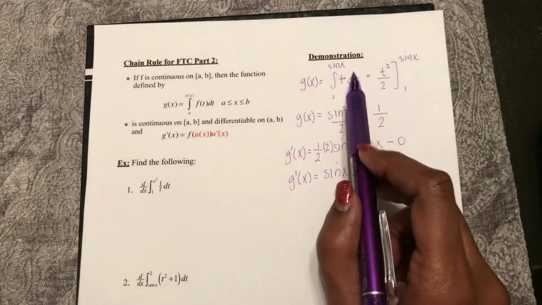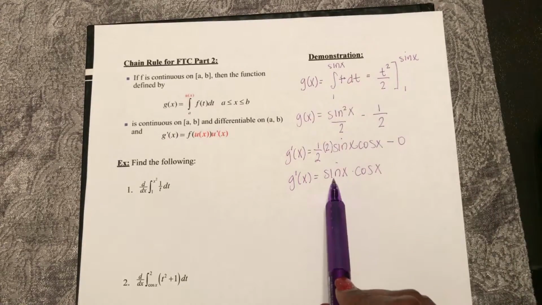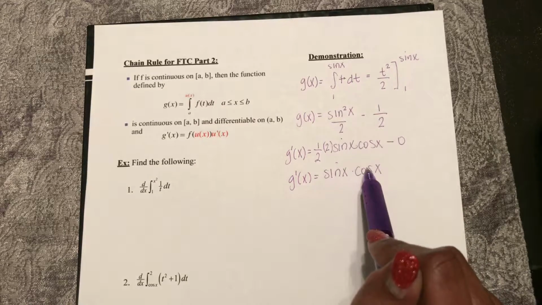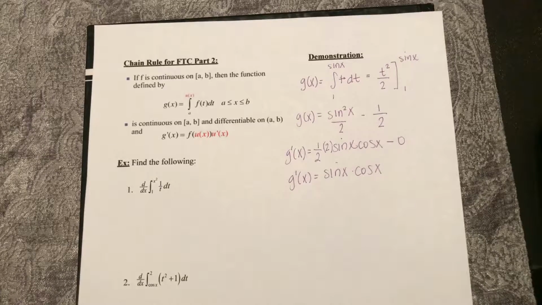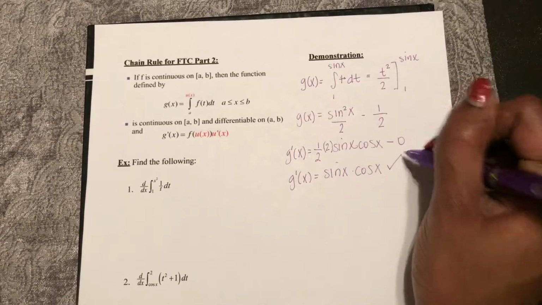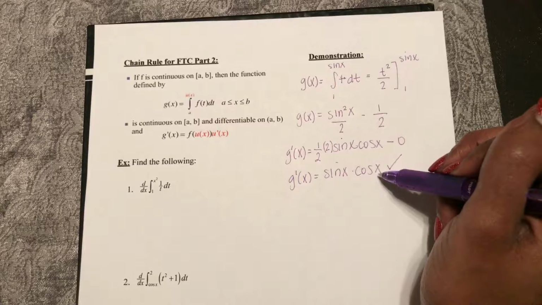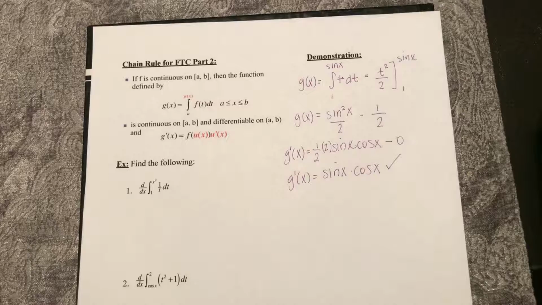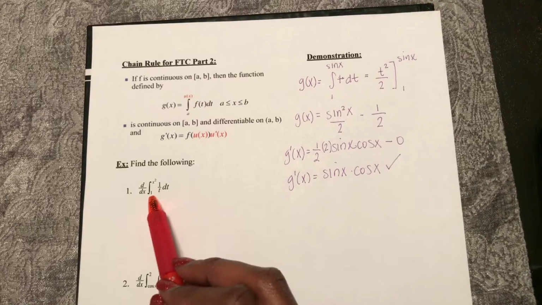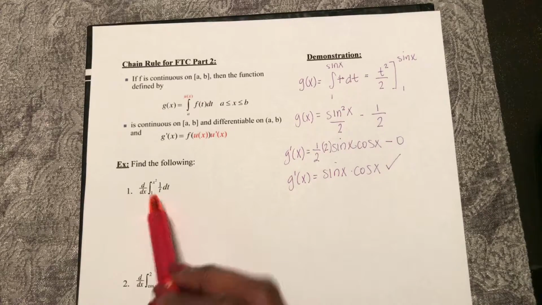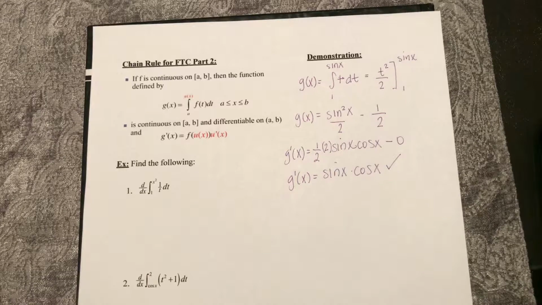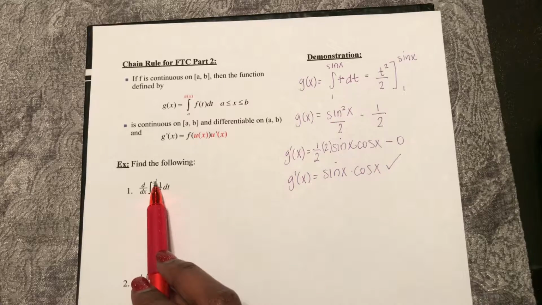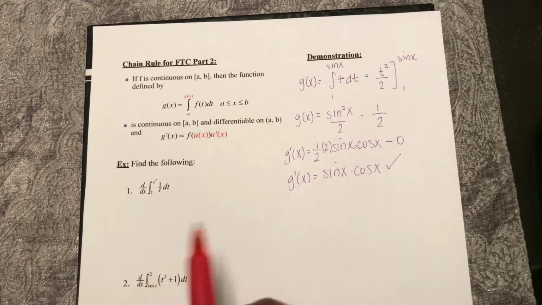But if you notice, that's the same as plugging in sine x for our function of t and then multiplying by its derivative. So we can go straight into this rule as long as we know we're using FTC part 2. So here in part 1, we have a problem that's beautifully set up. In order to apply FTC part 2, we're going from a constant to some function of x, and we're trying to find the derivative.